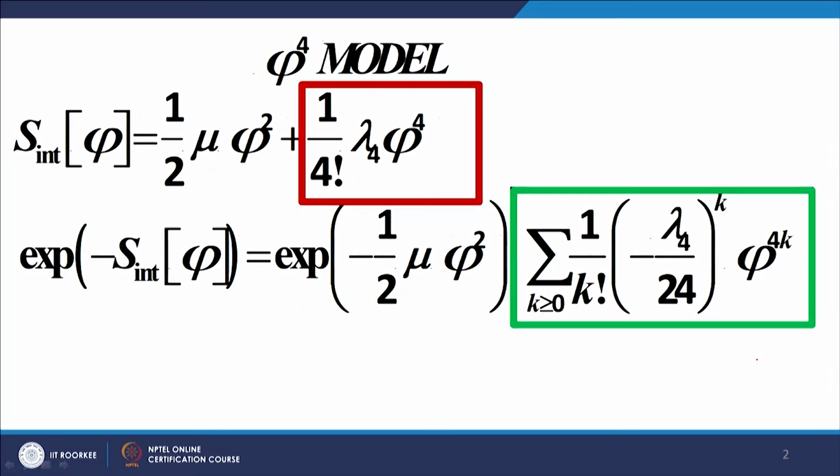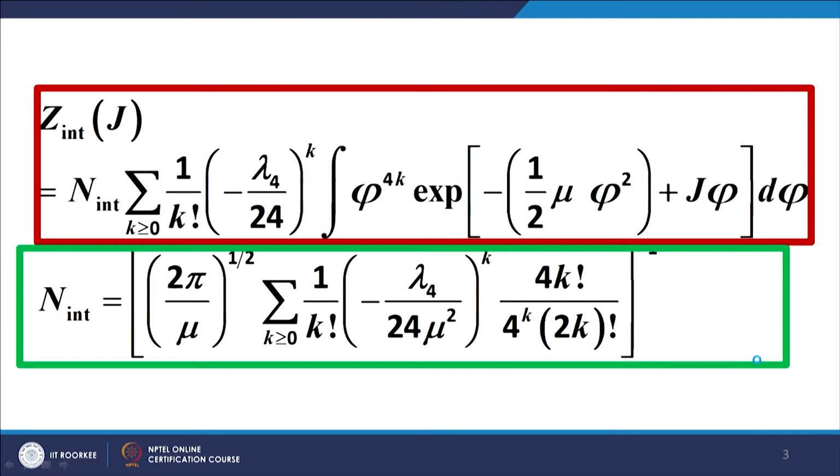As in the case of the 0 dimensional theory, we expand this interaction term on the premise that the coupling is small, as a power series in the coupling constant, and we obtain an expression for the generating functional and the normalization in the interacting theory as the expressions given in the red box and the green box respectively.